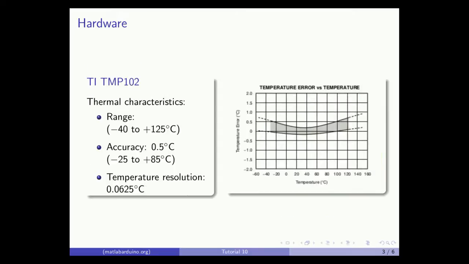As shown by the graph, the TMP102 is specified for operation over a wide temperature range of -40 to 125 degrees Celsius. The temperature is accurate to within half a degree up to 85 degrees Celsius, and has a resolution of 0.0625 degrees Celsius.